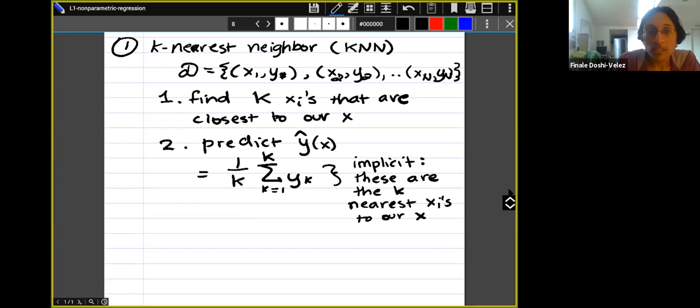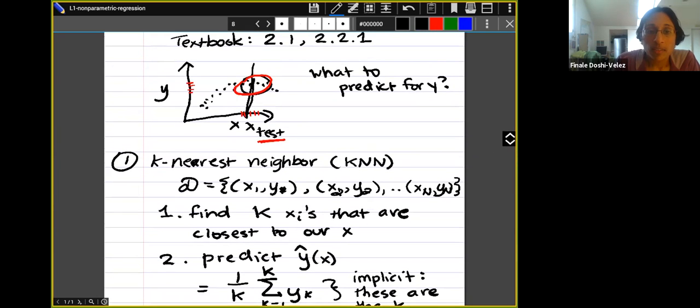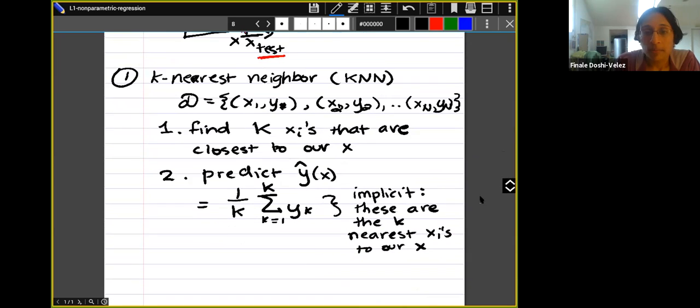So again, in pictures, it's quite simple. If this was our test point over here, we found some values that were close by. And for the x values that were close by, we computed their y values over here. And we're just going to take their average to be the output.